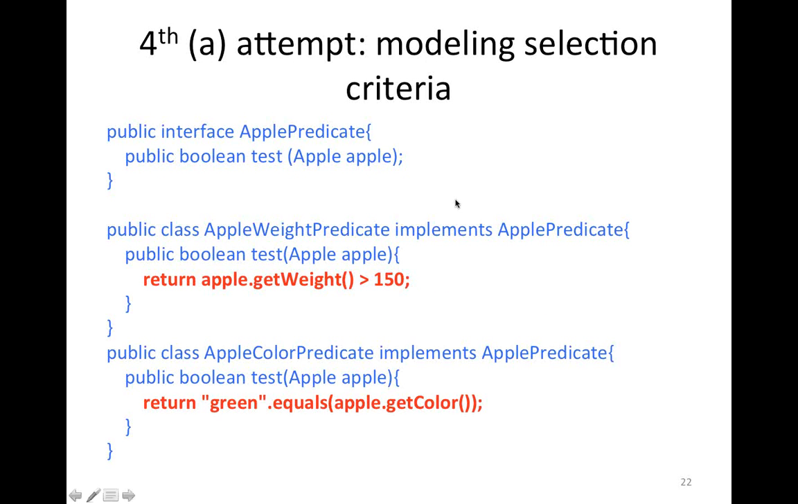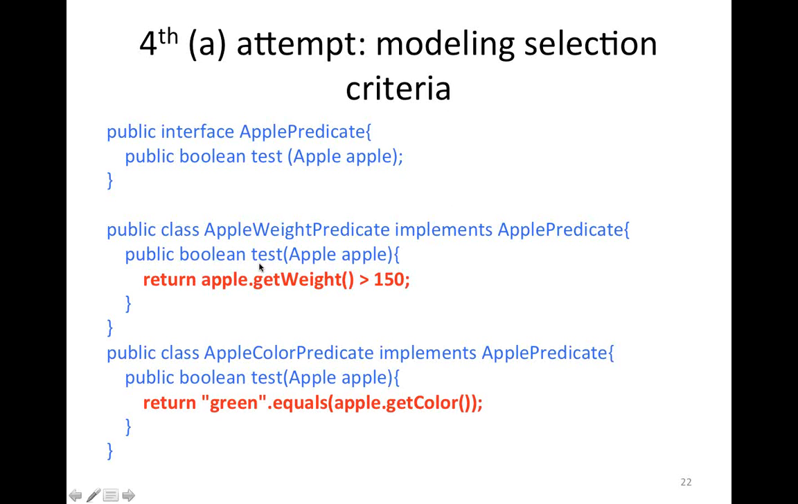And ideally what we'd like to do is to model the selection criteria on an apple. And this is what we're trying to do here. So we're introducing an interface called ApplePredicate. And by the way, a predicate means essentially a function that takes an object and returns a Boolean. So this is why this interface is called an ApplePredicate. So it says, well, you need to implement one method that takes an apple as an argument, and then will return true or false.